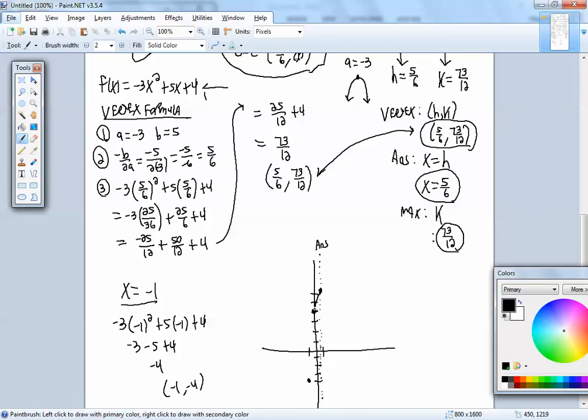Okay, so now I got those points. So it'd be my graph, and then by symmetry I can flip it across that line, the axis of symmetry, and that gives me the right side of my graph. And that'd be our answer for the graph.